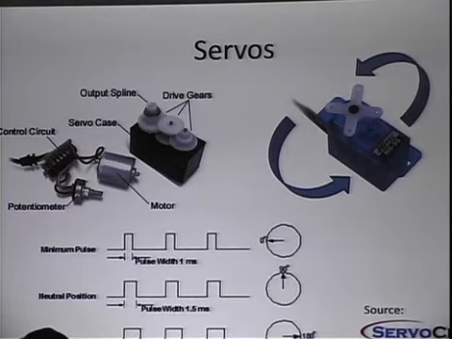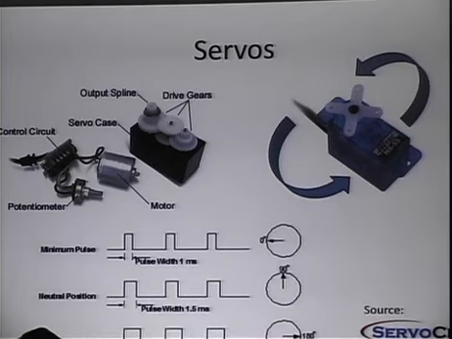So servos. Servos are kind of an important thing to know with a plane, because these are the mechanisms that move the control surfaces. Many of you may be familiar with these. But essentially, it's just a motor, control circuit, and a potentiometer. And they're controlled by sending out a pulse width modulated signal every 2 milliseconds. And you can just rotate the arm, usually about 180 degrees from left to right, or 90 degrees.